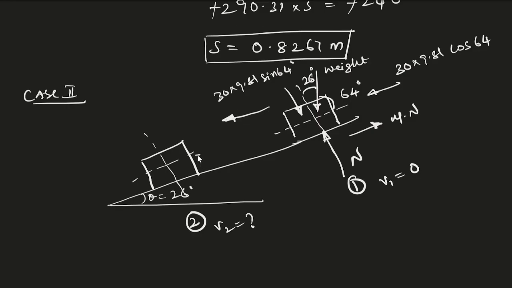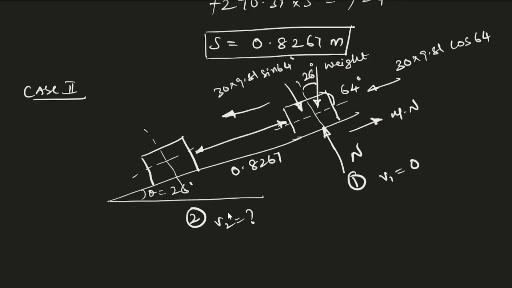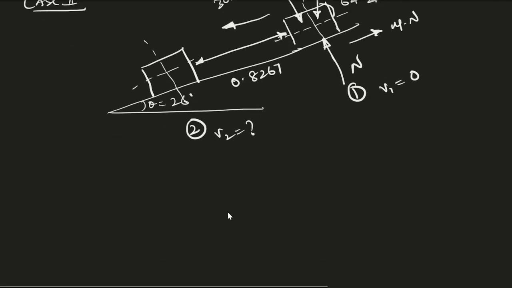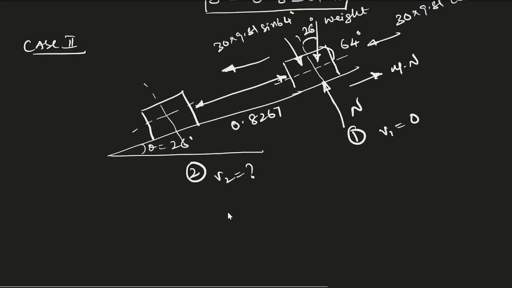Now the box has covered the maximum distance of 0.8267 meters. So this will be the distance, and we will use this distance to calculate the velocity. I hope you understood this free body diagram. Now again the normal will be the same, because the normal is a vertical force, so we can take the same value.